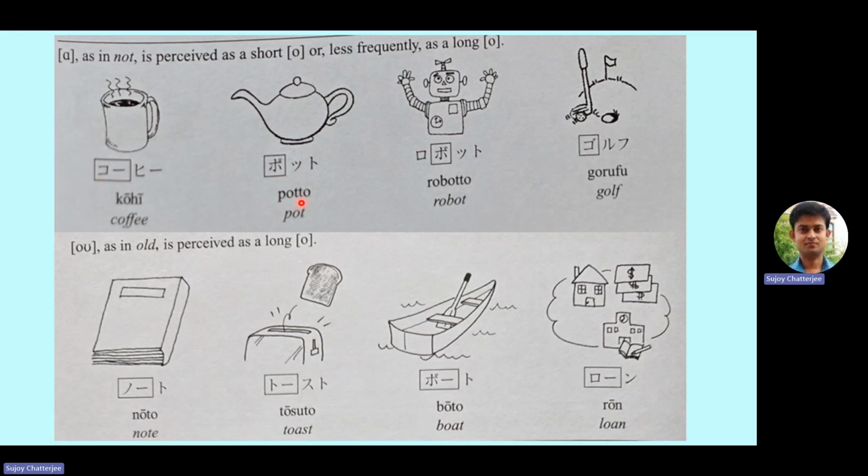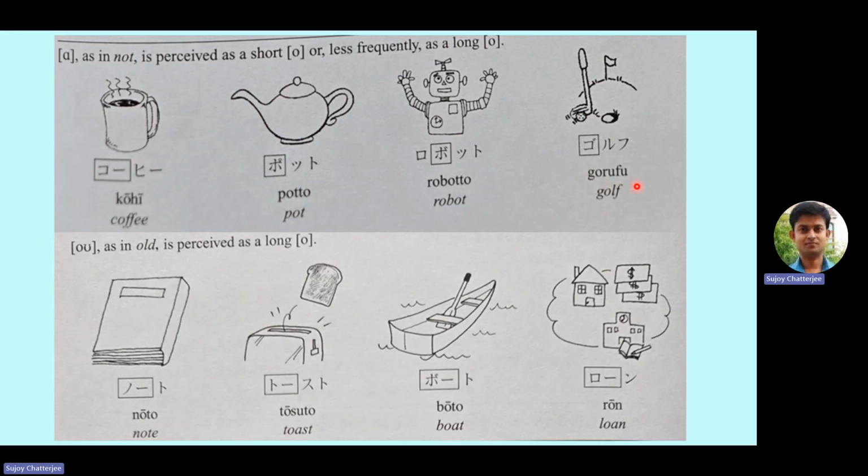Then we have pot. Pot will be potto. Pot is potto. So this is perceived as a short o. Robot, robotto. Golf, gorufu.